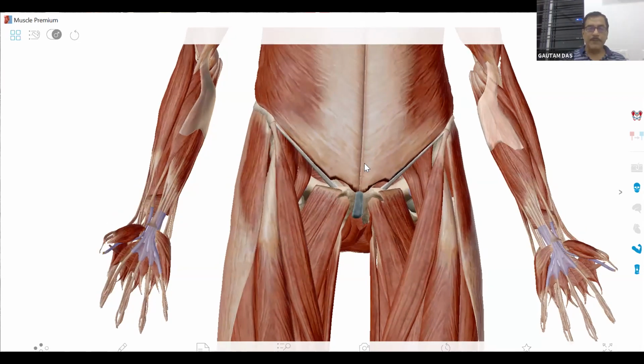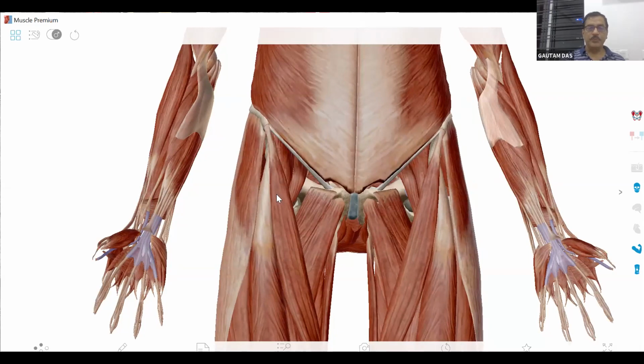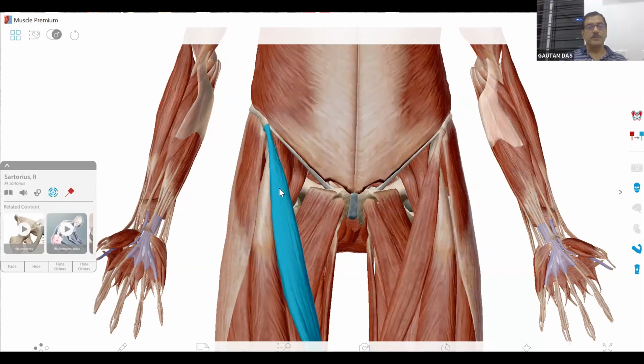So hip flexor muscles, very important. So what is this muscle? Sartorius, very superficial, and you remember the pes anserine tendon. So pes anserine, the bursa. Pes anserine is three tendons: the sartorius, the gracilis, and semitendinosus. These three together are attached to the upper medial part of the tibia. So in the knee class we discussed last Sunday.